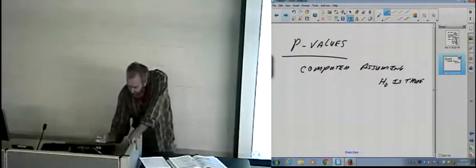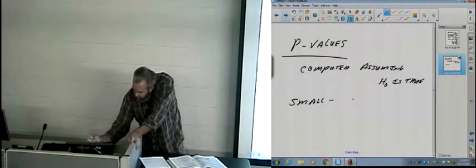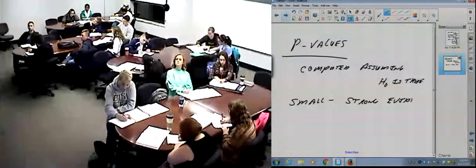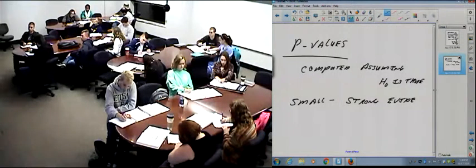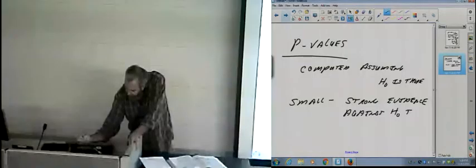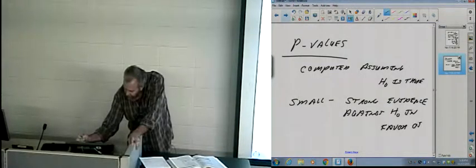So, small p-value, strong evidence against H naught in favor of the alternative.